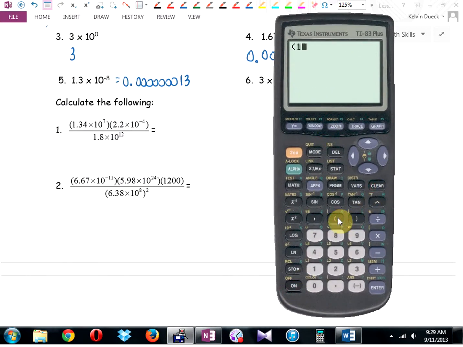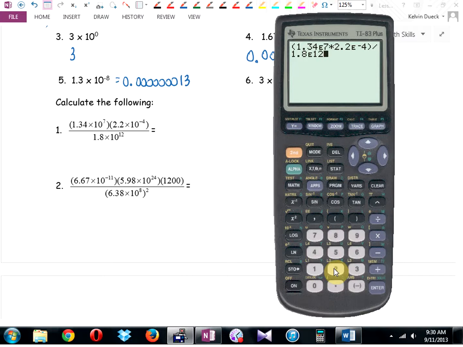Open bracket, 1.34. I'm not going to hit times. I'm not going to hit 10. I'm not going to hit to the power of. I'm going to go scientific notation button, which contains all of that, 7. And I said last day, when I have a bracket, I replace that with a times sign. 2.2, scientific notation button, -4, divided by, since there's only one number on the bottom, 1.8, scientific notation button, 12. And because I used my scientific notation button, my calculator knows I'm dividing by that whole thing.